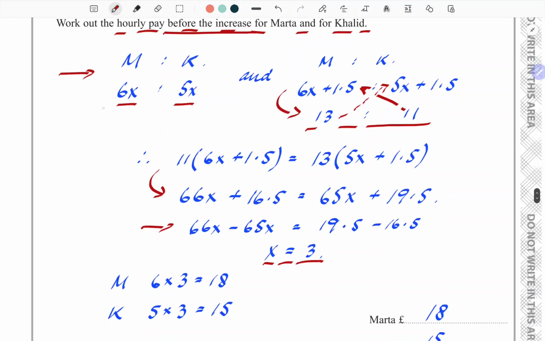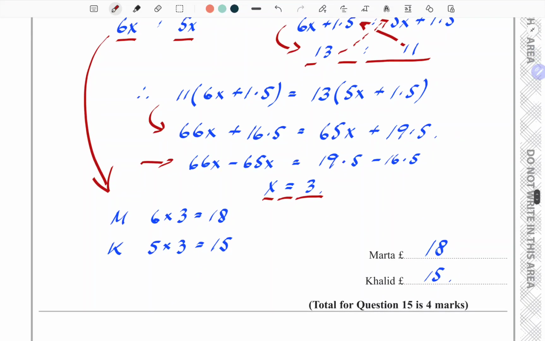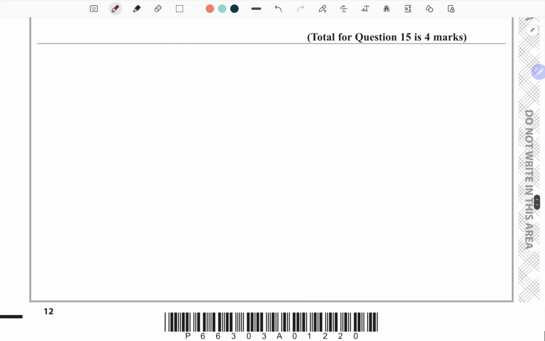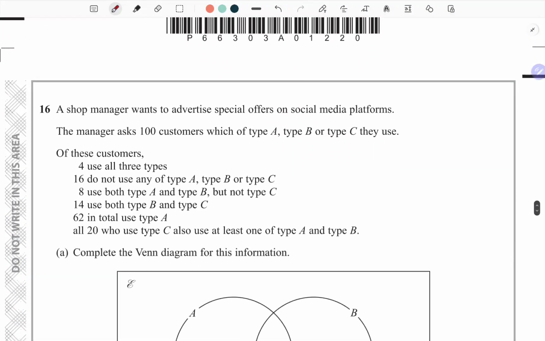And putting that back in, remember we had that. So Marta gets 6x, which is 6 times 3, 18. And Khalid gets 5 times 3 equals 15. All right. So Marta's pay is 18 and Khalid's is 15. Done. Right. So next question, 16.